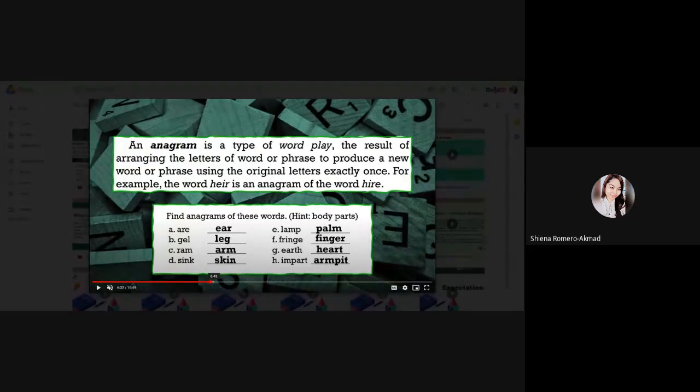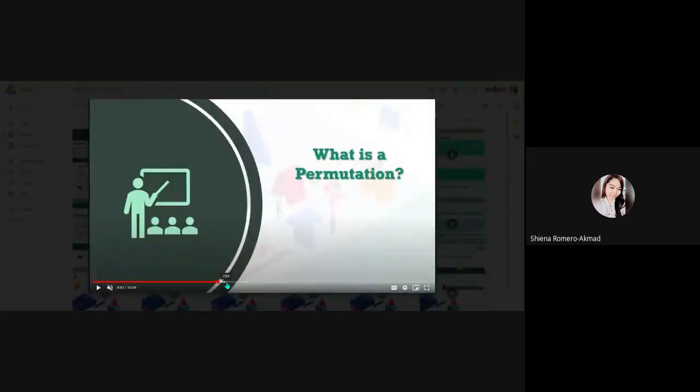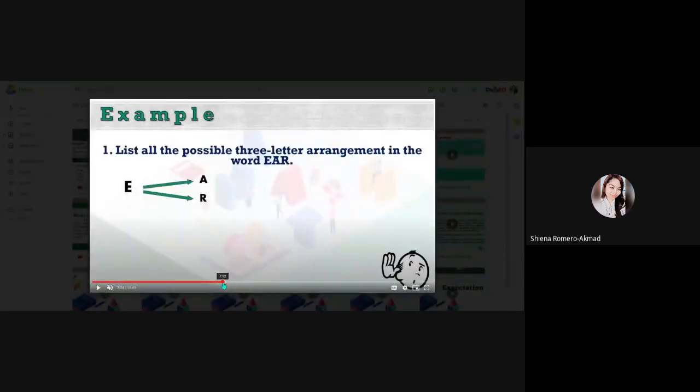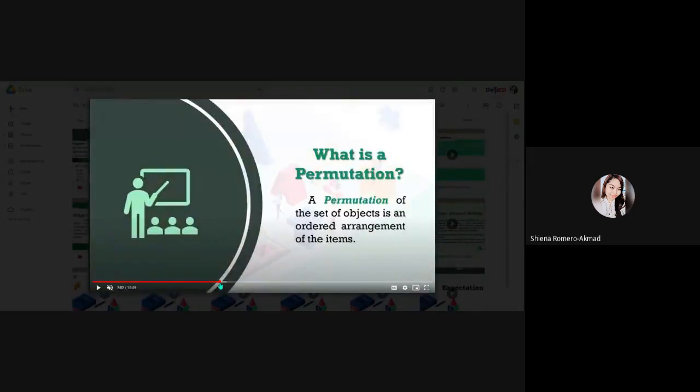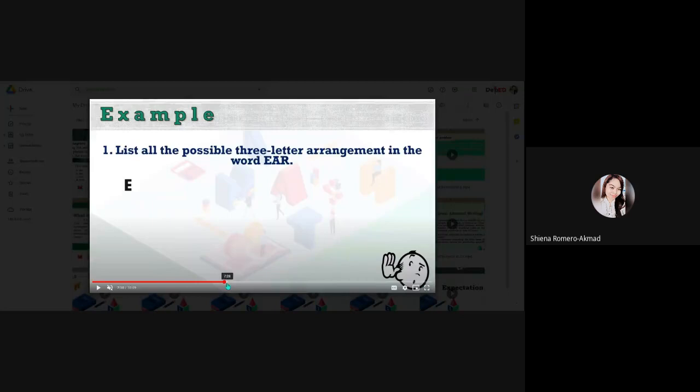So in mathematics, the word arrangement pertains to the word permutation. So what does permutation mean? When we say permutation, it is the arrangement. Always remember the word arrangement. The permutation of a set of objects is an ordered arrangement of the items. So for us to have a clear idea of this permutation, let's have an example.